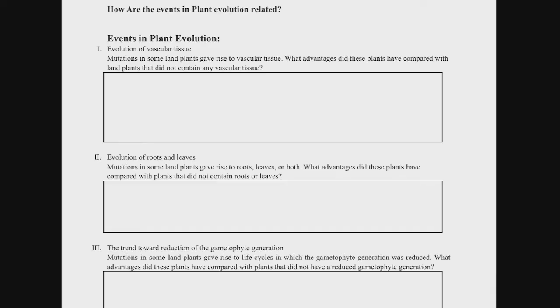Okay, cool. So, the first part is, how are the events in plant evolution related? One is discussing evolution in vascular tissue. So, mutations in some land plants gave rise to vascular tissue. What advantages did these plants have compared with land plants that did not contain any vascular tissue?